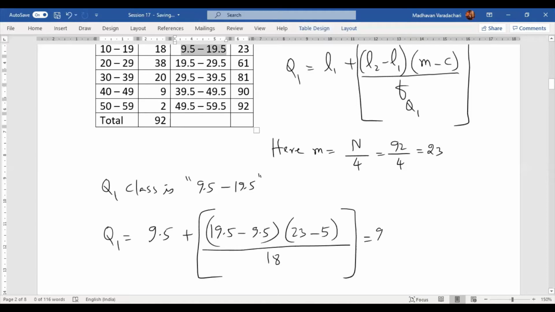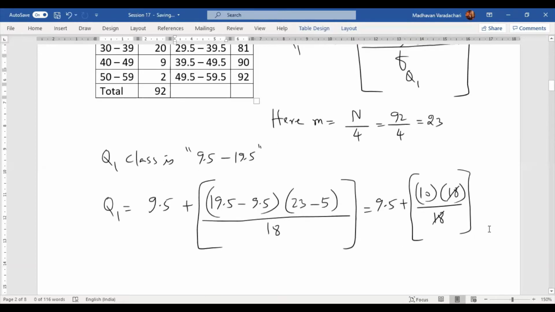Now let's calculate 9.5 plus this is 10 and this is 18 divided by 18. So this and this will get cancelled. So it is 10 plus 9.5, which becomes 19.5. That is our first quartile.